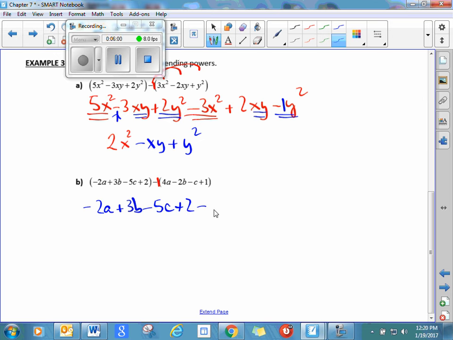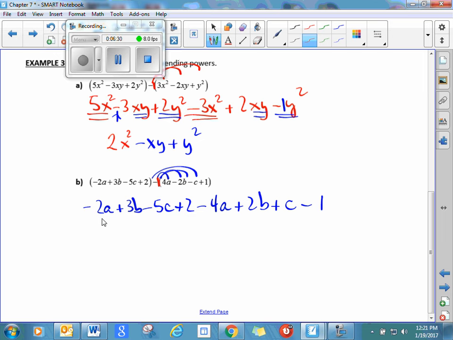So I get minus 4a, plus 2b, plus 1c, minus 1. So I've got 4 terms in this polynomial. It's easy to miss them. So be very careful that you have distributed to every single term. And I like to spread it out a little bit more. You can see I've kind of spread my terms out so I can identify the like ones a lot easier.